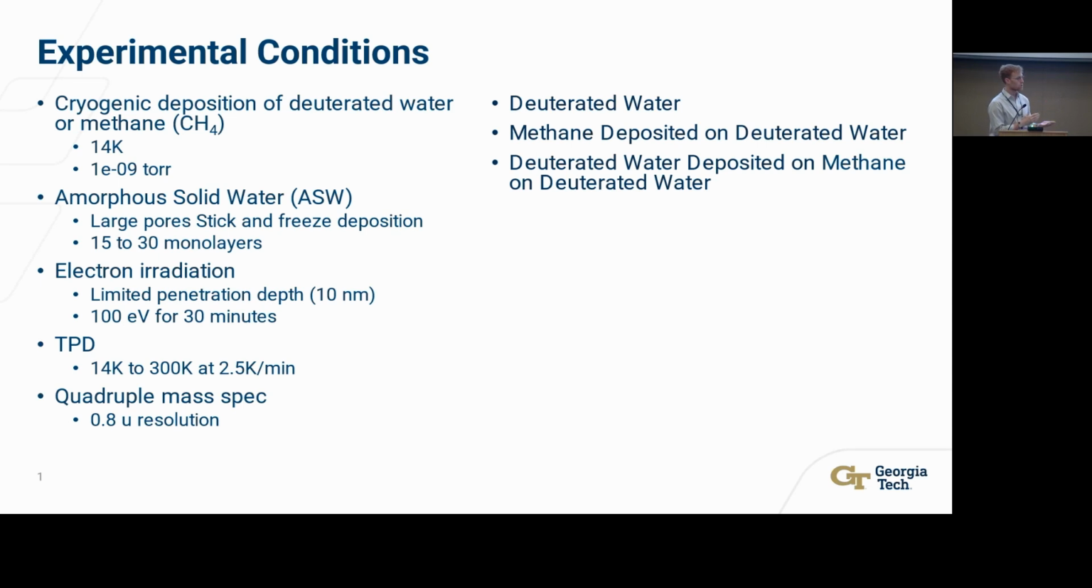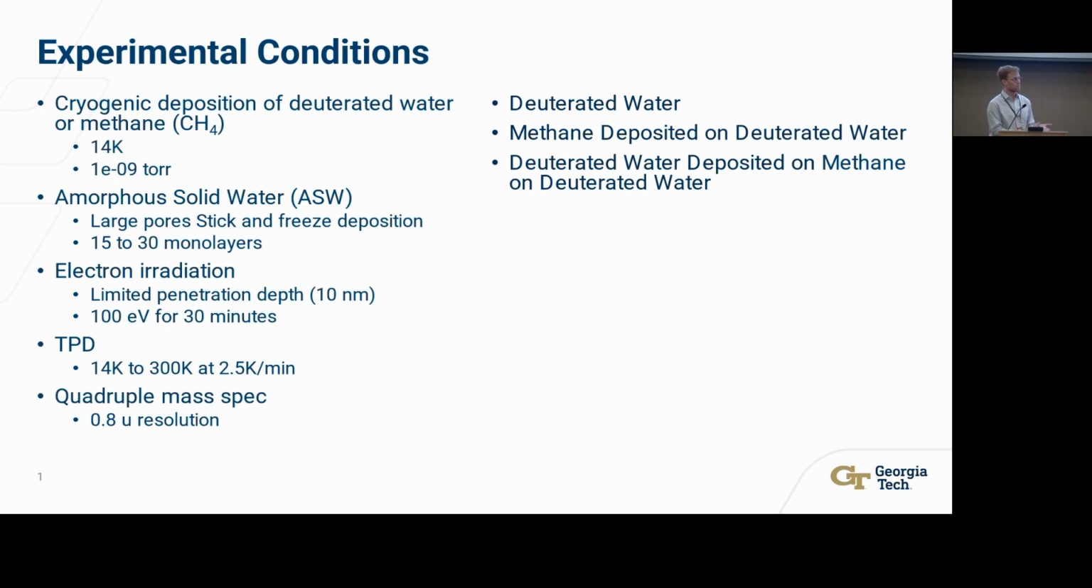And then we're using quadrupole mass spectrometry to measure our thermal heating. So what we do is we deposit at 14 K and then increase the temperature 2.5 degrees Kelvin every minute and slowly ramp up while continually monitoring the volatile release from these substrates.